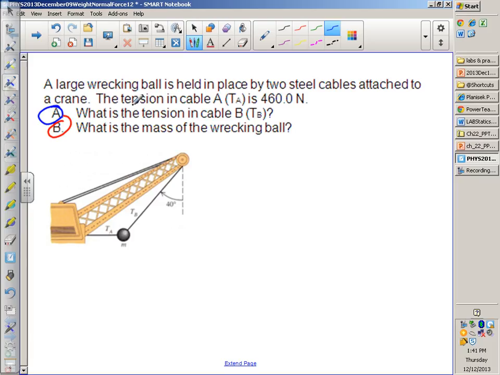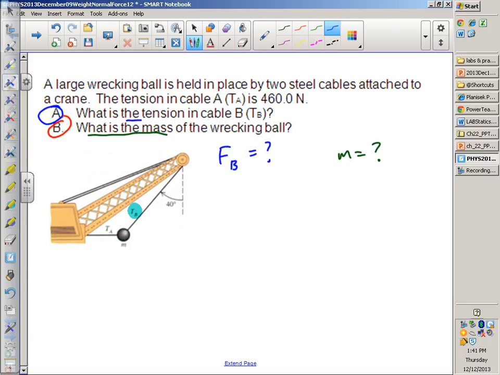Remember, when we talk about tension, tension is just a fancy name for force. It's force that comes from a string or a rope or something like that. When it says what is tension, what it's really asking is what is force. So part A of this problem says, what is the force that cable B is exerting on this wrecking ball? This one here is labeled as cable B. And then the second part, what is the mass? Means we want to know what the mass is. Hopefully that one's pretty easy.